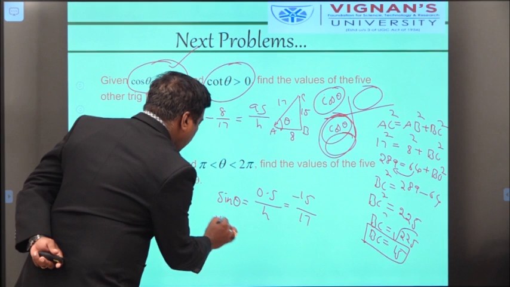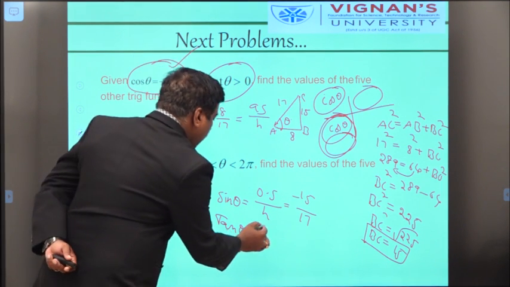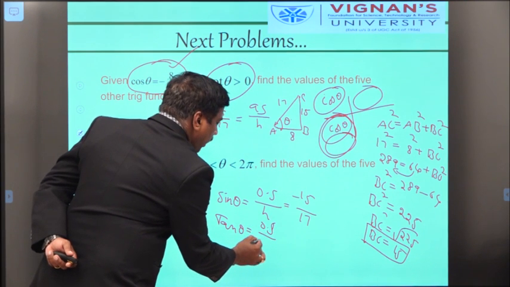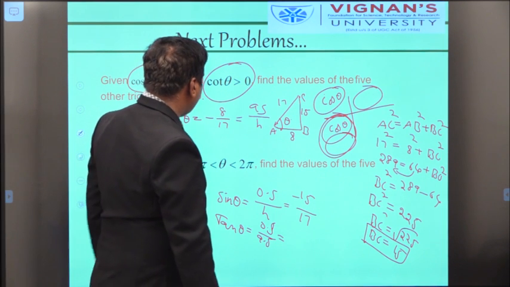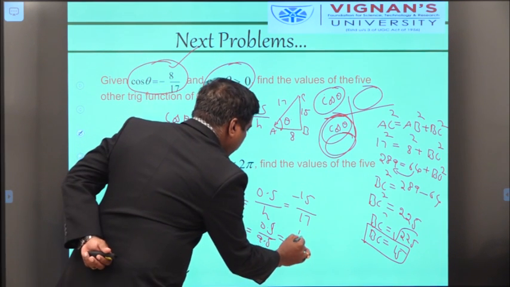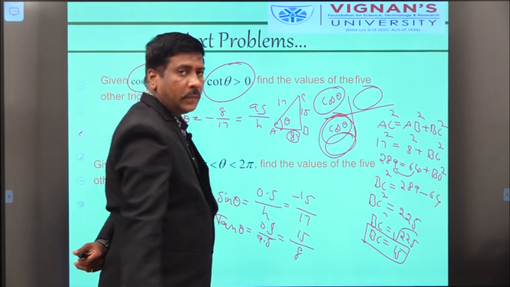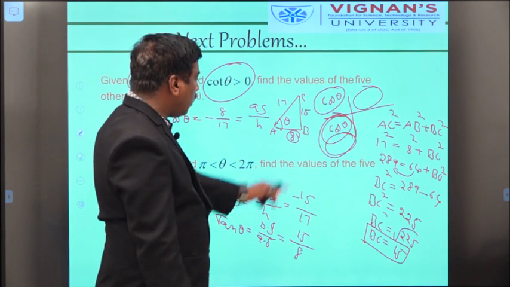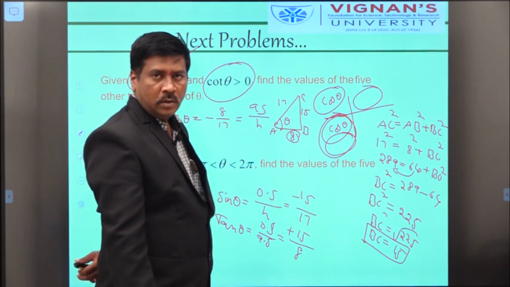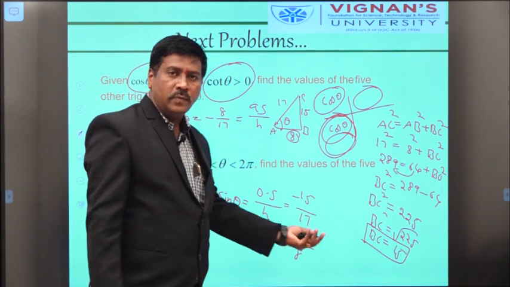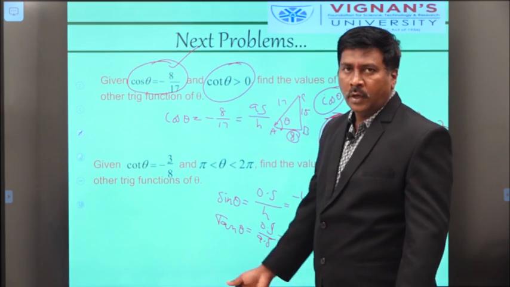And tan theta is equal to opposite side by adjacent side. So the opposite side value is 15, and the adjacent side value is 8, because this one is the adjacent side. But in the third quadrant, tan is positive. That means we have to take this value as plus. Again, you have to consider the reciprocals of these trigonometric ratios, and we will get all the trigonometric ratios. I hope you caught my point.